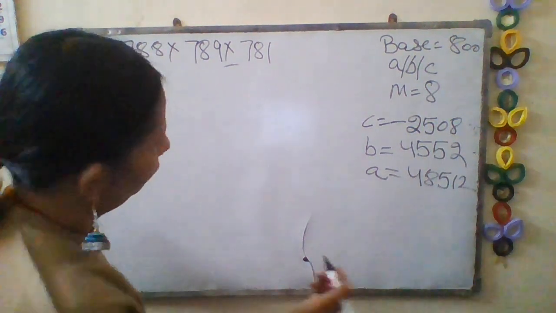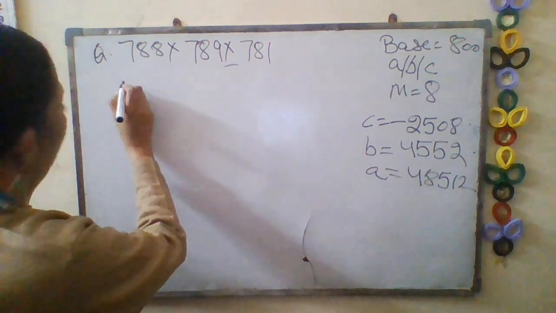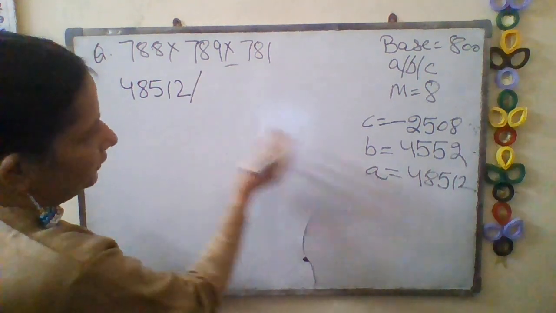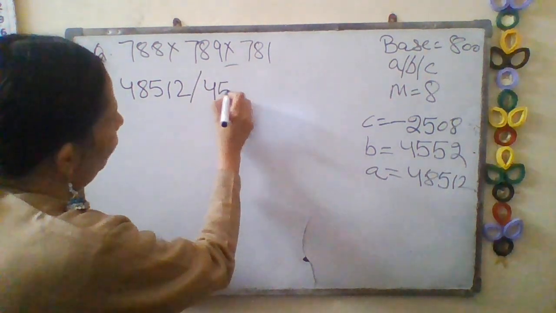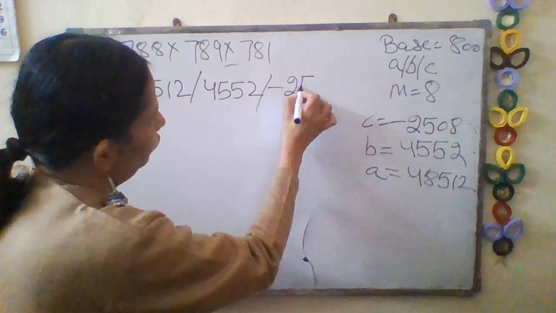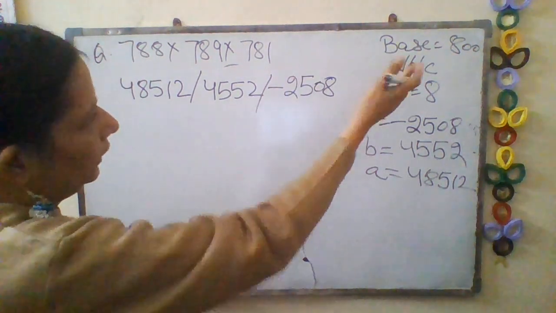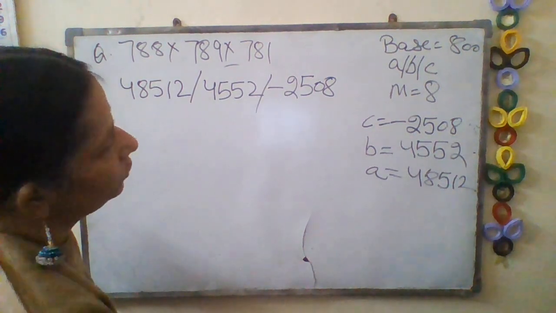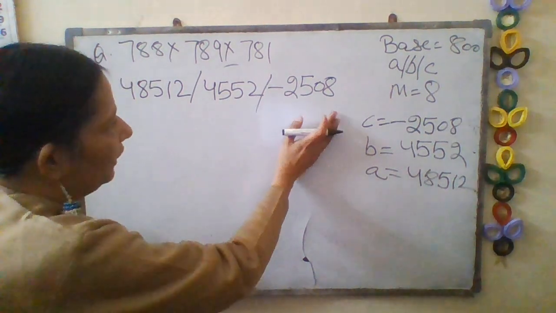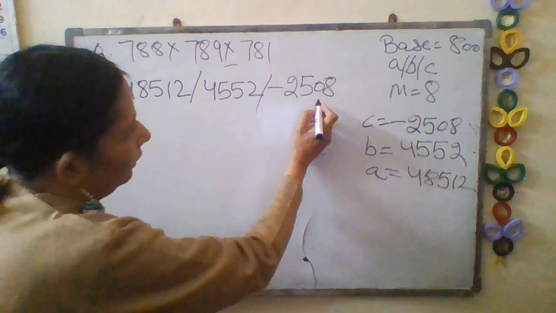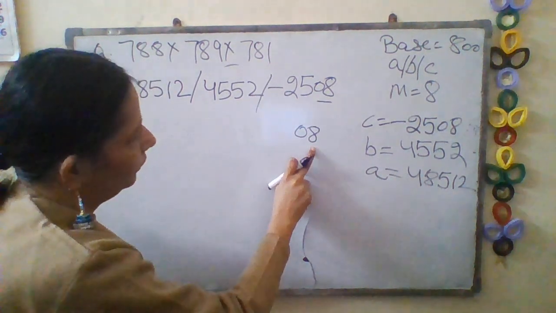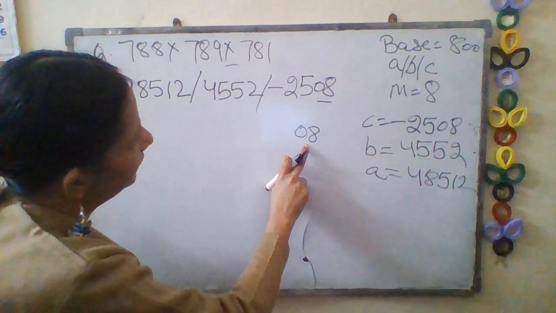Now you have to do the balancing. So value of A is 48512, slash, value of B is 4552, slash, value of C is minus 2508. Now, as in base you can see two zeros are here. So when we do the balancing here, we will start from this part. Okay, C part. Here you can see 08. So 08, this is a 2-digit number. Okay, so here you will write down only 08.